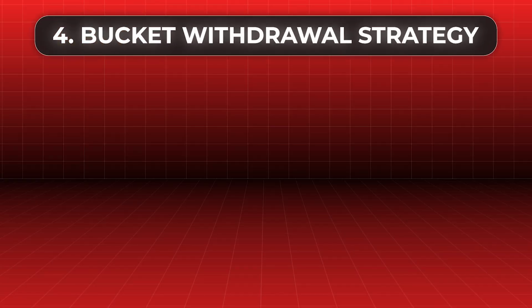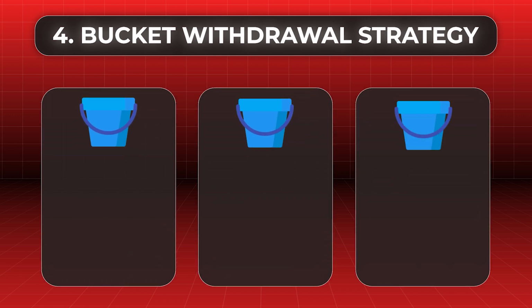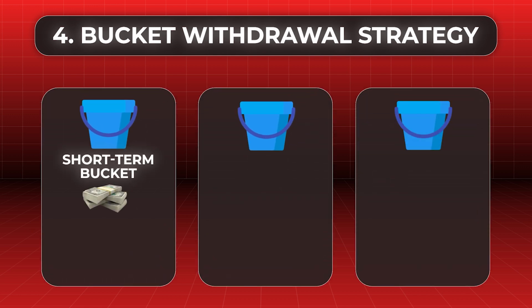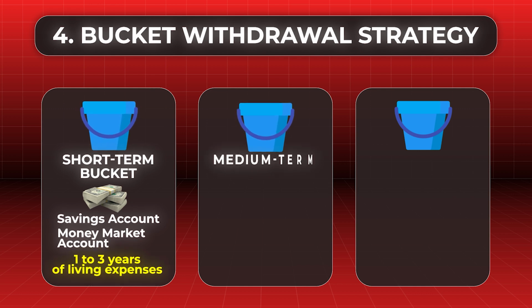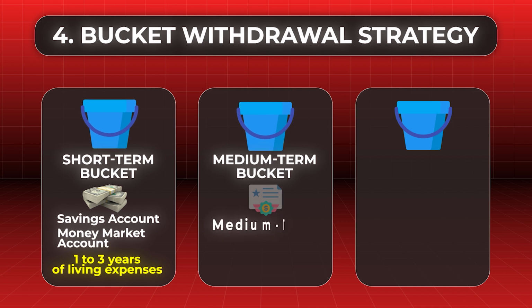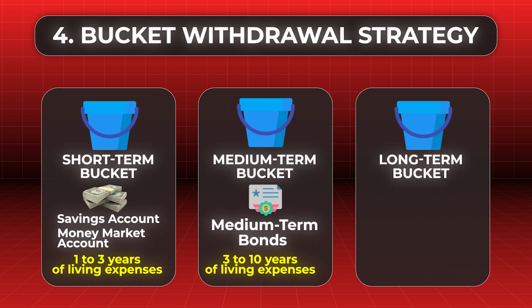To avoid these downsides and bring predictability along with peace of mind, we have the fourth withdrawal strategy called the bucket strategy. According to the bucket strategy, you divide your investments into 3 buckets. The first bucket is the short-term bucket, where you keep cash in a savings account or money market account to cover 1 to 3 years of your living expenses. The second bucket is the medium-term bucket, where you invest in medium-term bonds to cover living expenses from year 3 up to year 10.